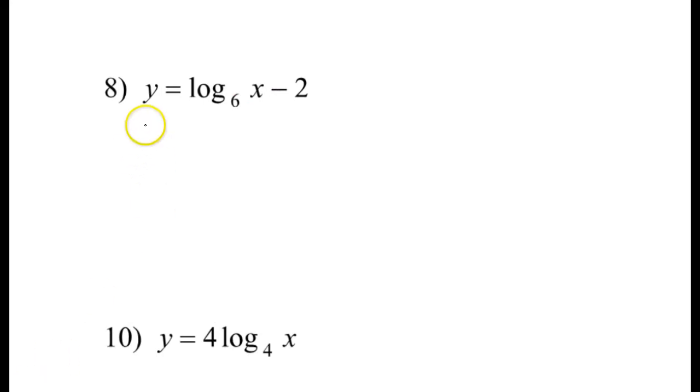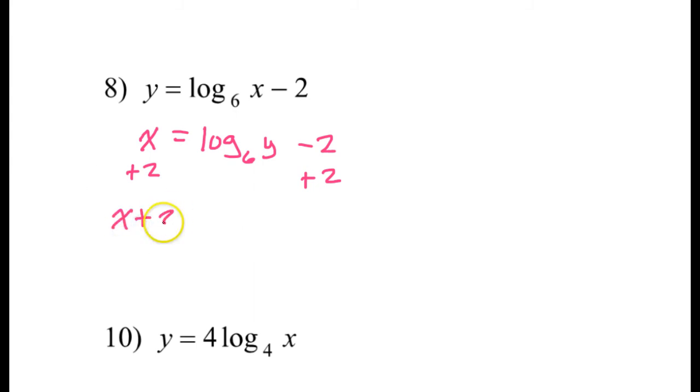So number 8. Again, we need to switch x and y and then solve for y. So first we will switch x and y. So we will have x equals log base 6 of y minus 2. So now we're going to solve for y. Let's start with our algebra 1 steps. For example, we need to add 2 to both sides. So that's going to give me x plus 2 is equal to log base 6 of y. That's as far as we can go with our algebra 1 skills.